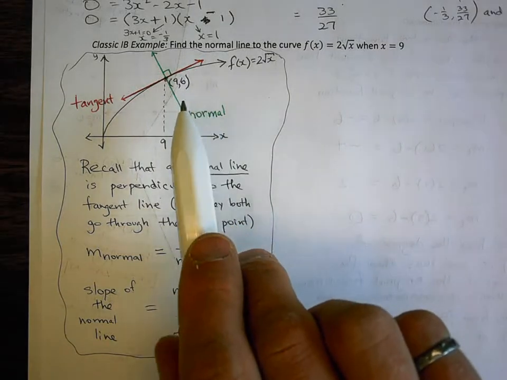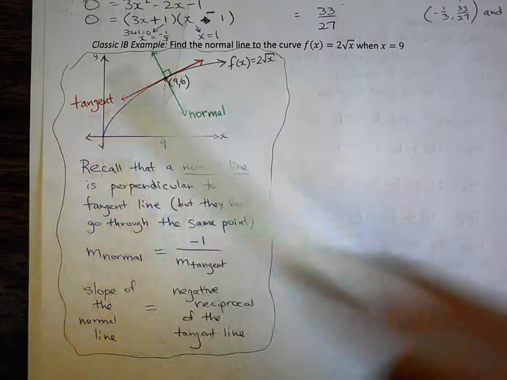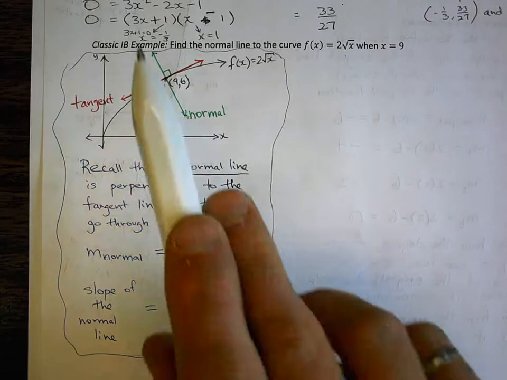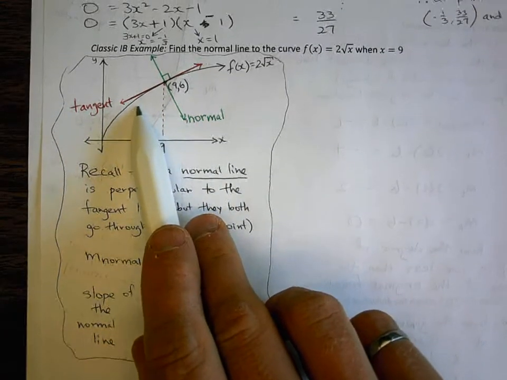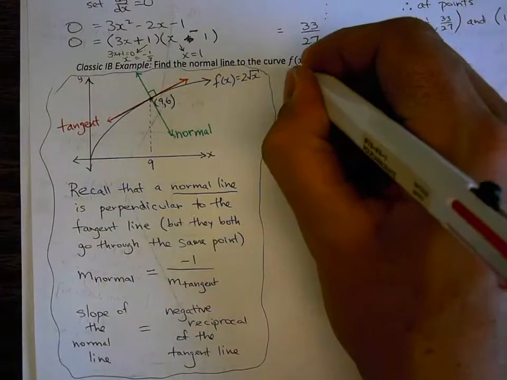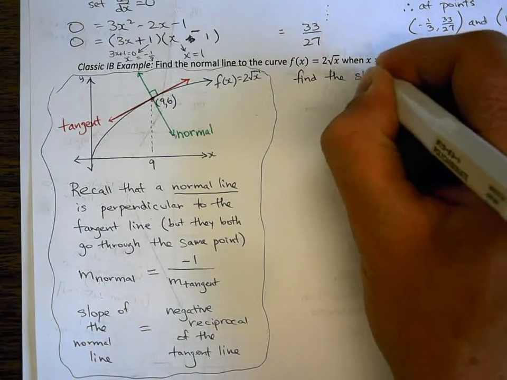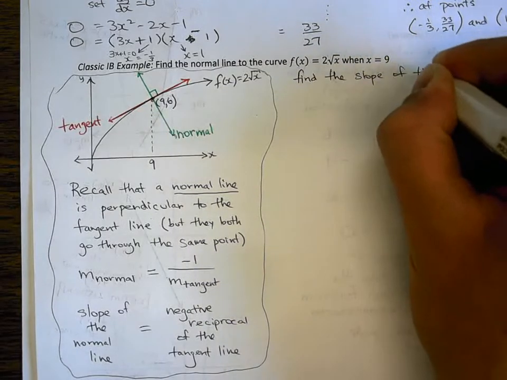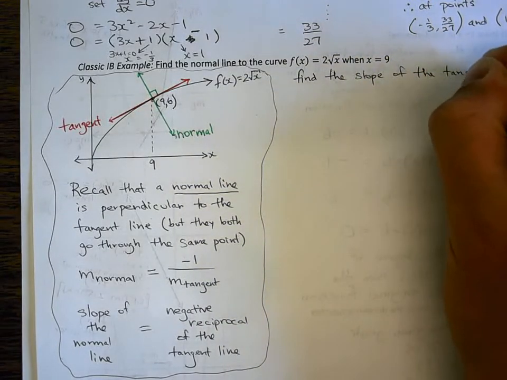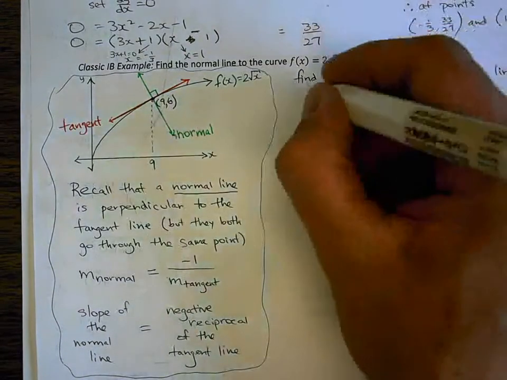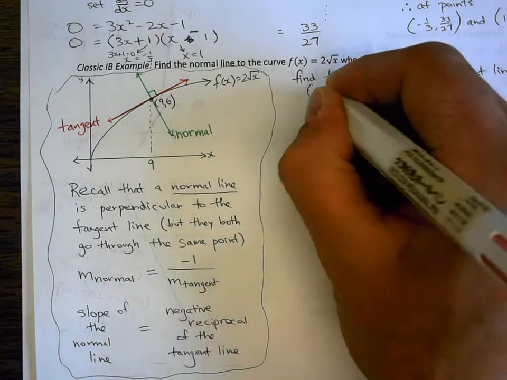So there's a few steps we have to do. Well, first of all, let's work on the slope. I don't know the slope of the normal line, but I can find the slope of the tangent line. So the first thing is find the slope of the tangent line, which is, in other words, find the derivative.